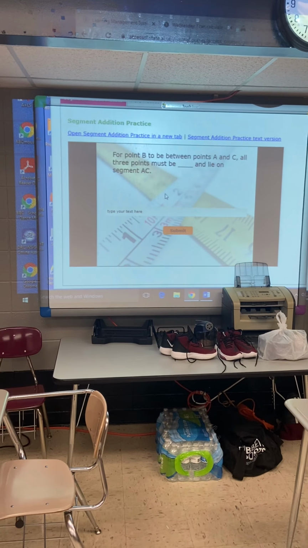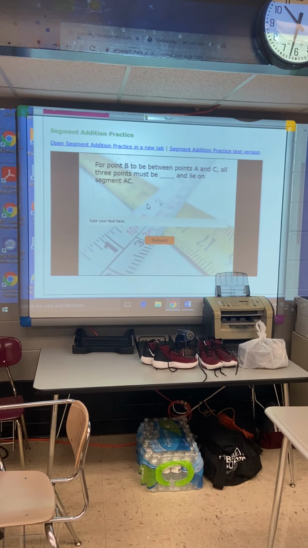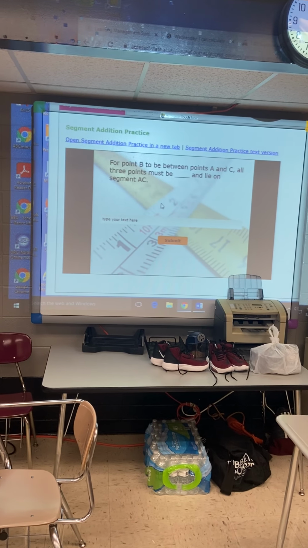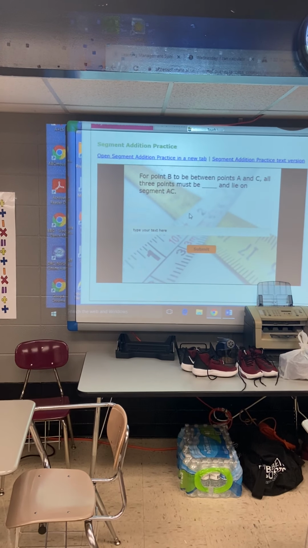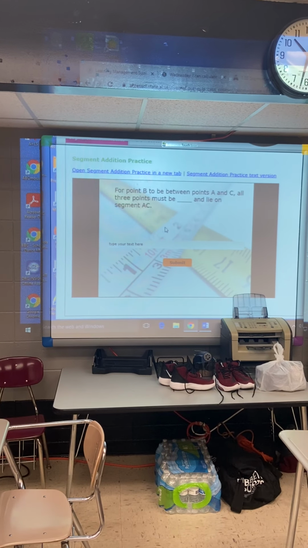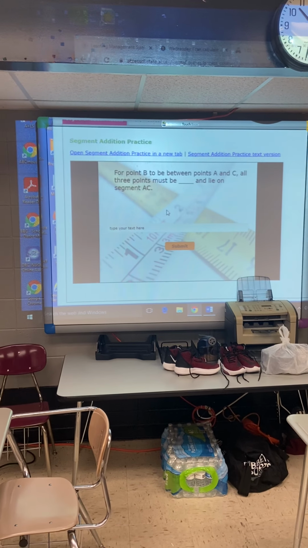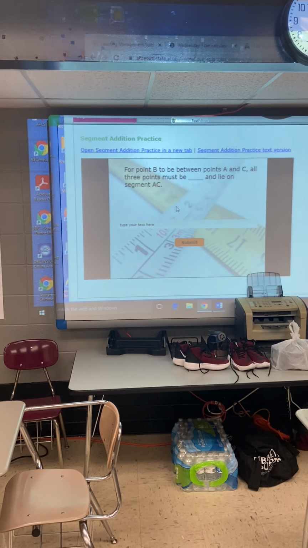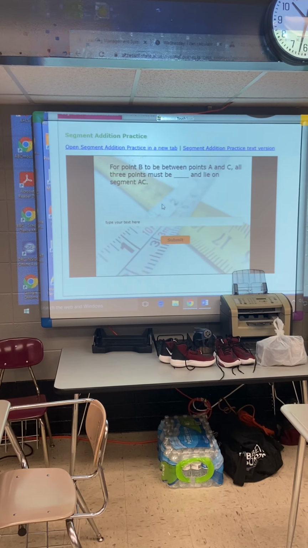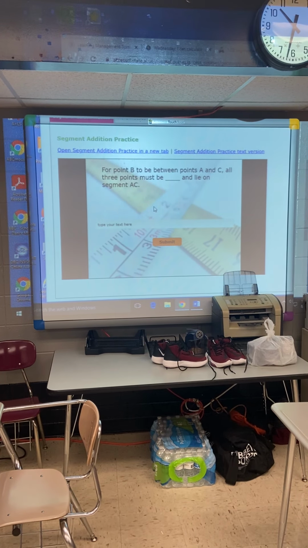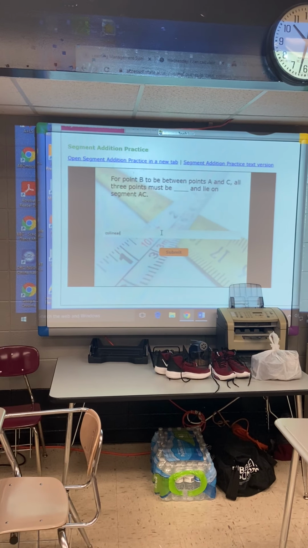Now, this is something that we talked about the first couple of days of school. So it says for point B to be between points A and C, all 3 points must be blank and lie on the same segment. So if you have 3 points on the same segment, that means that they are collinear. Okay? So for the points to be in a line, that means they're collinear because they're on the same line. So your answer, you should type in collinear.